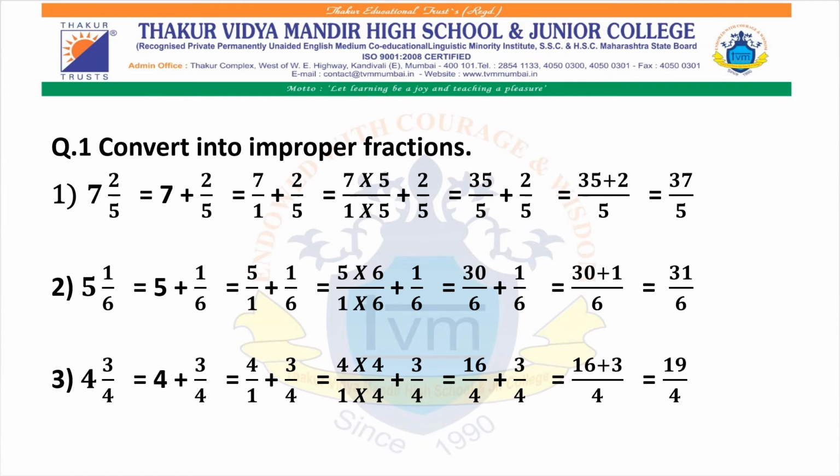Now the denominator is equal, so you will write it only once. Numerator will be 16 plus 3. So your answer is 19 upon 4.